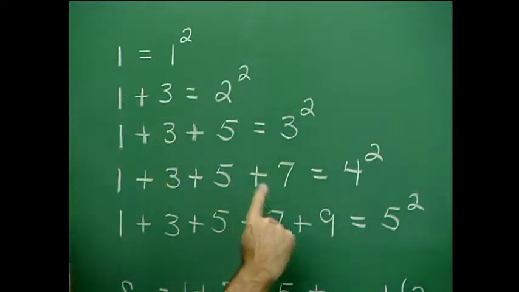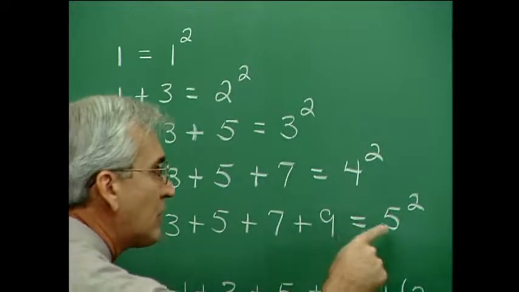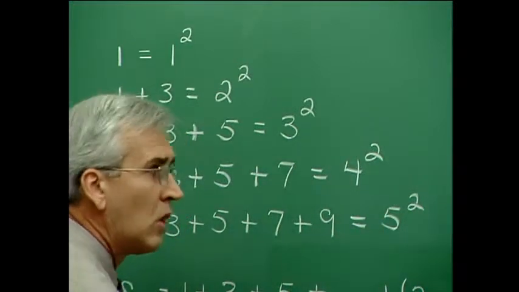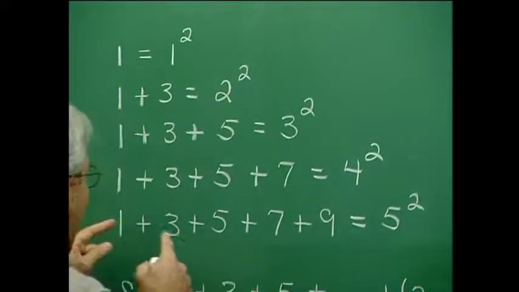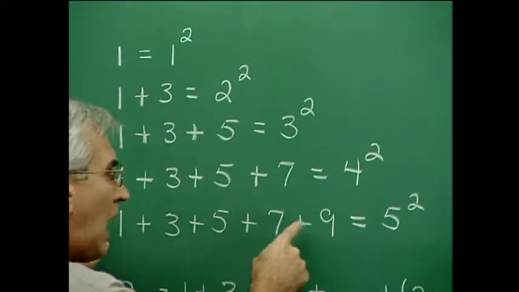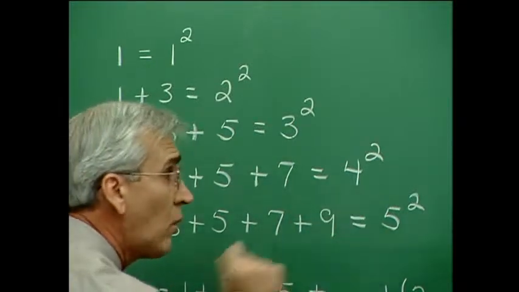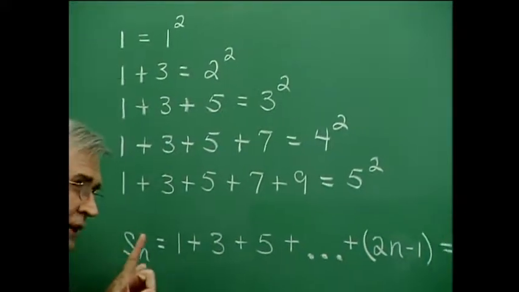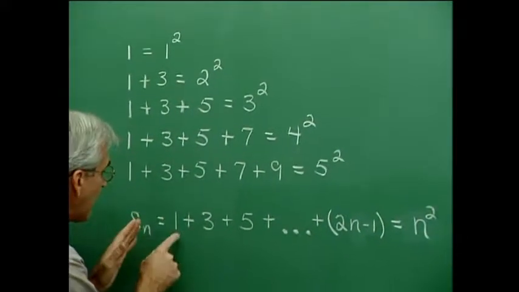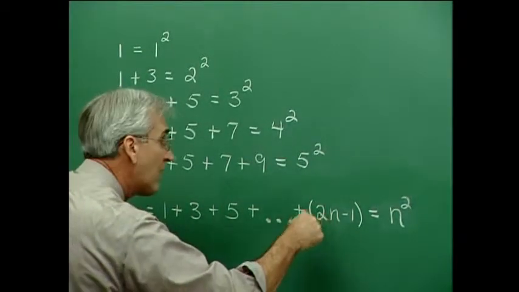Then when we add another item, we are adding the 9, and we get a sum that turns out to be 5 squared. Well, we're wondering then if it's the case that when we add the first n odd integers, that sum is equal to n squared. That is, the sum of the first n odd integers, which can be represented like this, 1 plus 3 plus 5, and so on, through the nth item.